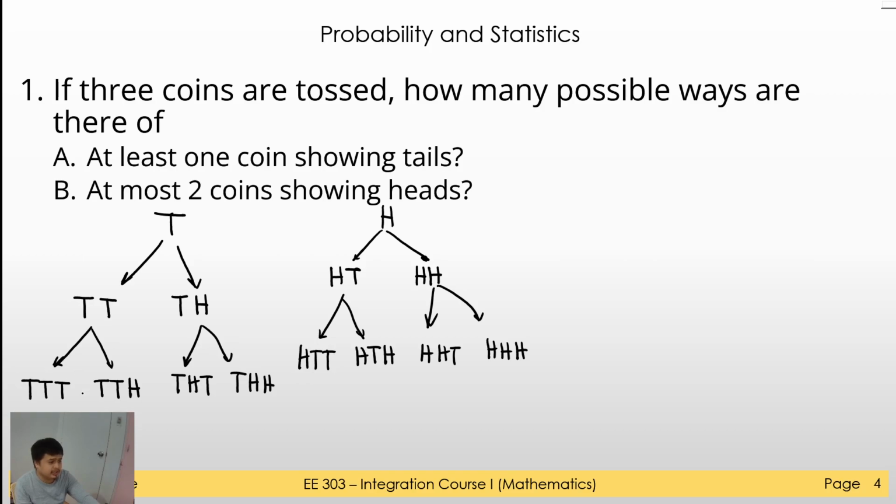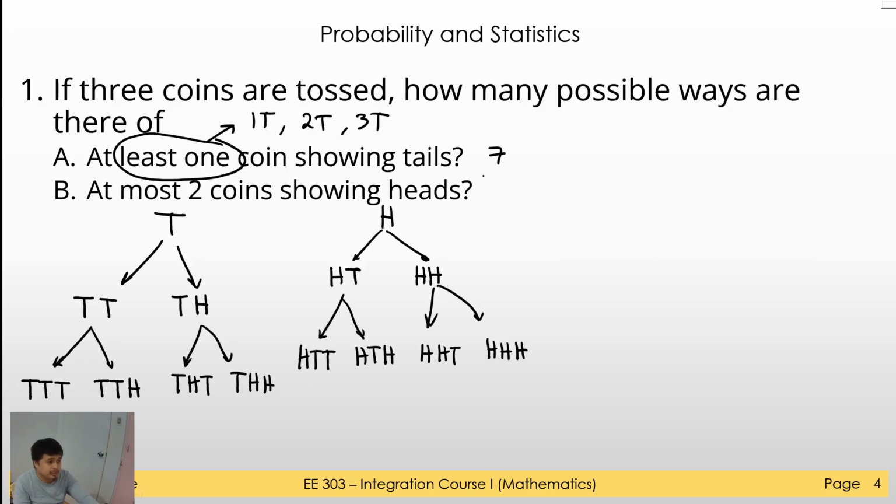So we can count how many possible cases we have here. We have 1, 2, 3, 4, 5, 6, 7, 8 cases. But we are only interested in the first question: at least one coin showing tail. If we say at least one, it should have at least one tail, or two tails, or three tails. We can count how many of these have at least one tail. We have three tails here, so it is counted. We have two tails here, it is counted, and so on. So we have 1, 2, 3, 4, 5, 6, 7. We have 7 as our answer.